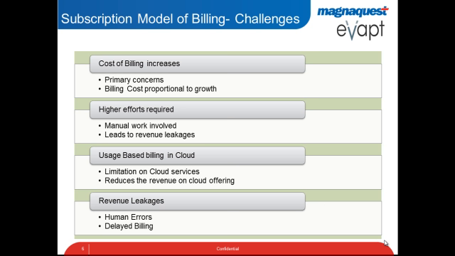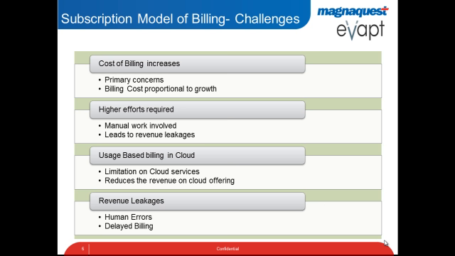So let us discuss a little bit about the challenges in a typical subscription model of billing. Recurring billing, which happens over a period of time, again and again, every month or every quarter or every year, becomes a tedious process. So that should be addressed, the first key challenge.